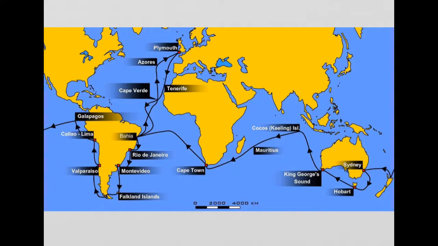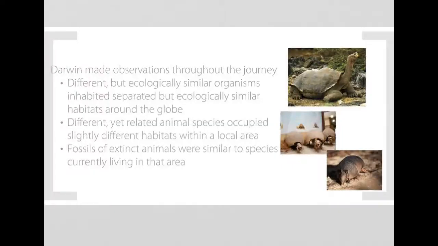This was the journey of their trip. So you can see they left England and then stayed primarily in the southern hemisphere for the majority of the time, but they did go around the world. Darwin made lots of observations throughout his journey.